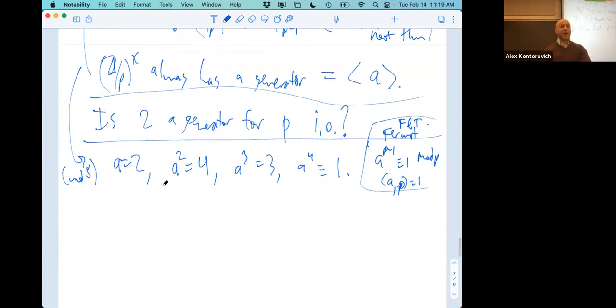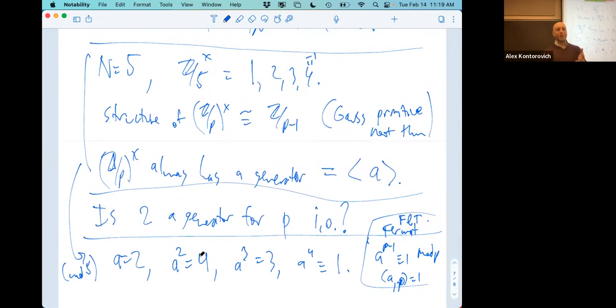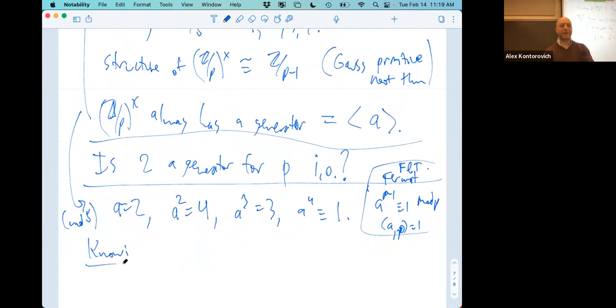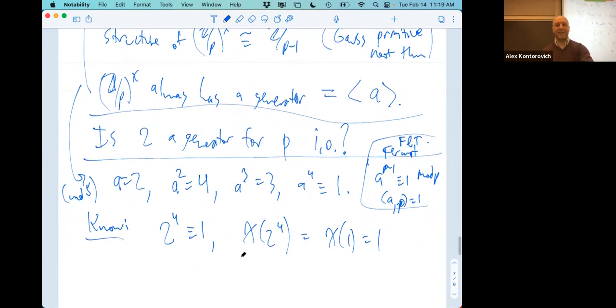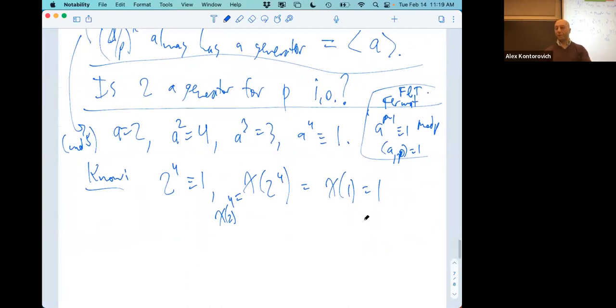Now that we know the group structure, we can work out what the characters are, because once you know the character on a generator, since it's a homomorphism, it forces the values everywhere else. We know that 2 to the 4th is congruent to 1. So whatever chi of 2 is, chi of 2 to the 4th is chi of 1. The character at 1 has to take the identity to the identity, and it's multiplicative, so chi of 2 to the 4th is chi of 2 to the 4th. So whatever chi of 2 is, it's a 4th root of unity.